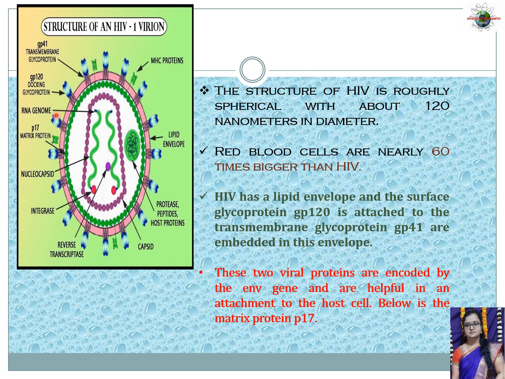GP41 is also embedded in this envelope. Here you can see the GP41 and here it is GP120. The two viral proteins are encoded by the ENV gene and are helpful in the attachment to the host cell. Below is the matrix protein P17. So GP41 and GP120 are the main glycoproteins which are responsible for attaching this HIV to the host membrane.